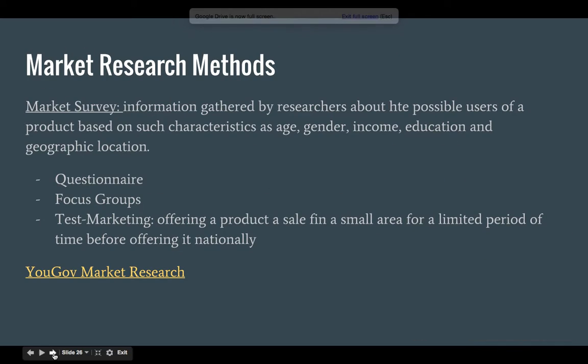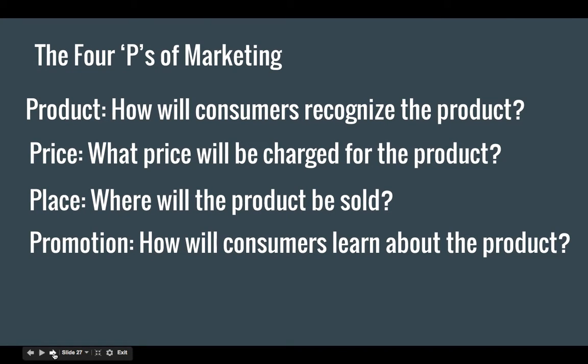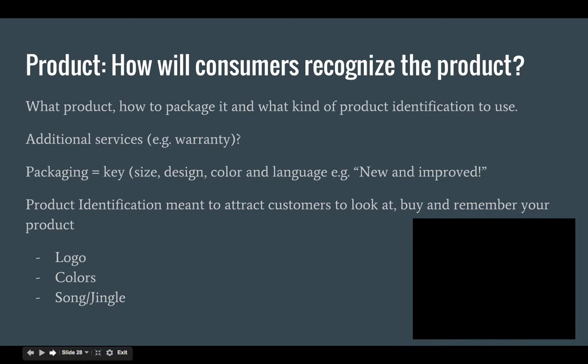Okay, so there are the 4 P's of marketing: product, price, place, and promotion. Product, how will consumers recognize the product? Price, what price will be charged for the product? Place, where will the product be sold? And promotion, how will consumers learn about the product?